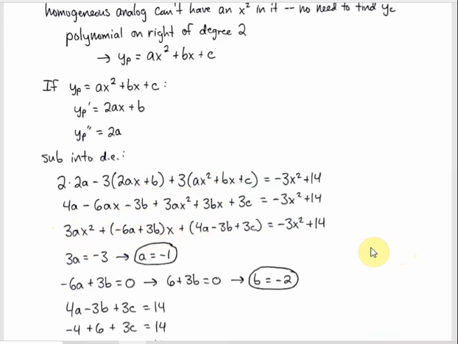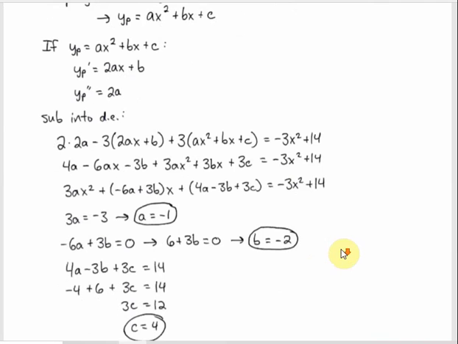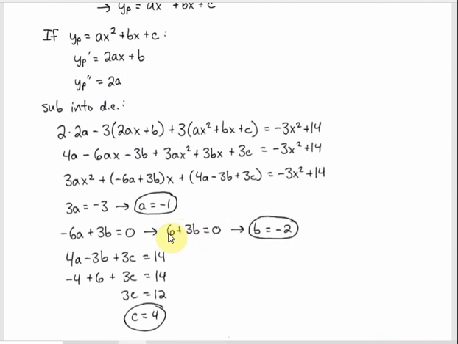So then you say, all right, well then 3a must be equal to negative 3. So a is negative 1. And then negative 6a plus 3b has to be 0 because there's no x term over here. But since we already know that a is negative 1, we can sub that in. Then we can solve for b and get that it's negative 2.